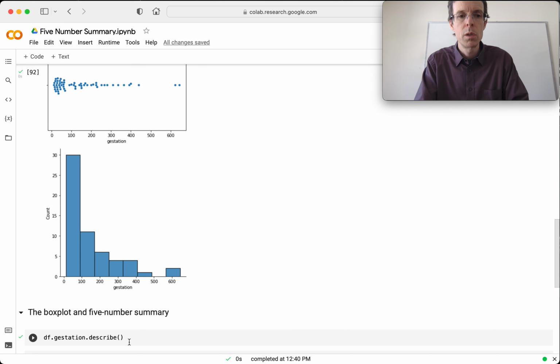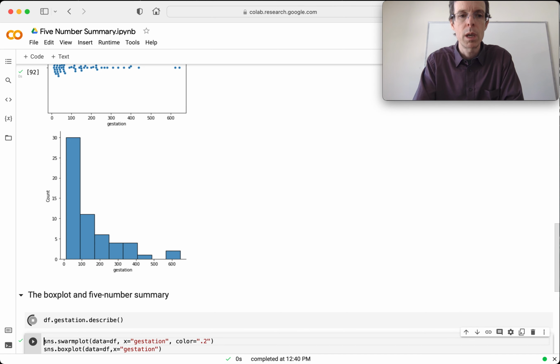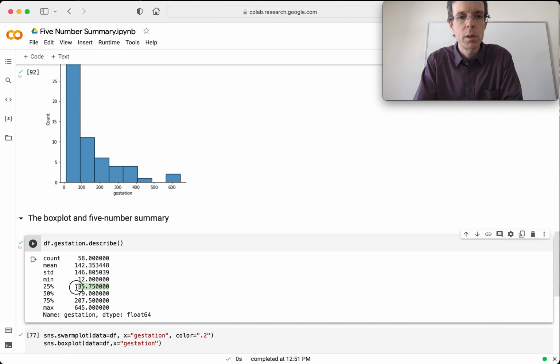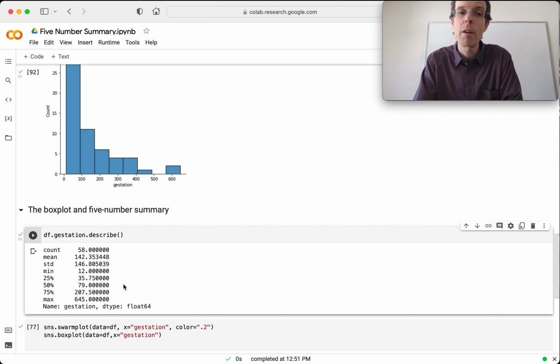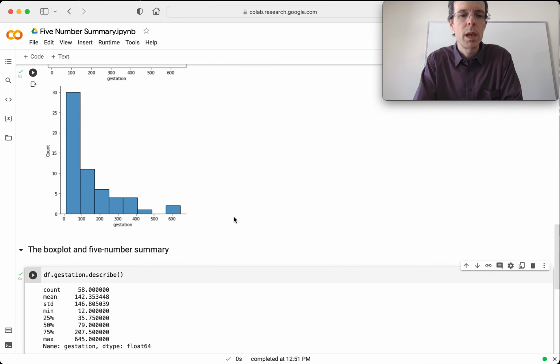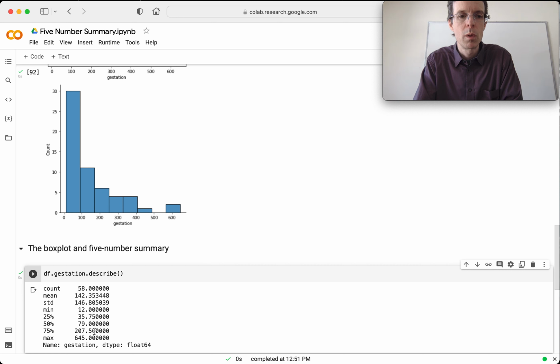The first thing I'm going to do is just use the describe command, because the describe command produces all of these calculations. Now you might notice, here's a little bit of a surprise. I said that Q1 was 35, but Python is reporting that it's 35.75, which isn't even one of the data values. And I said that Q3 was 210. Python is reporting that it's 207.5.